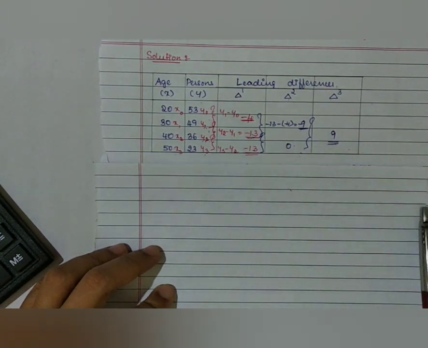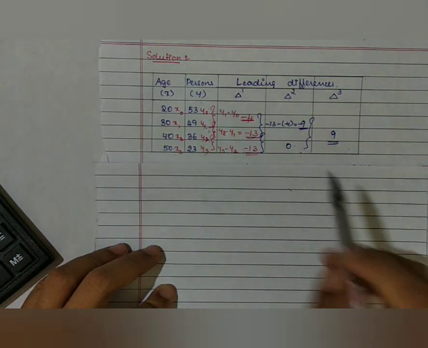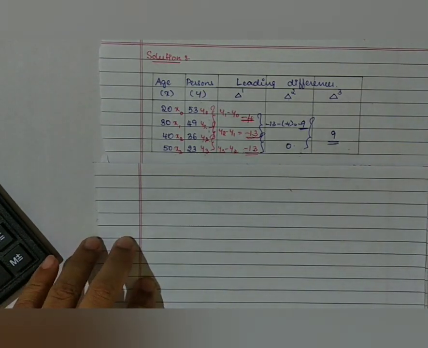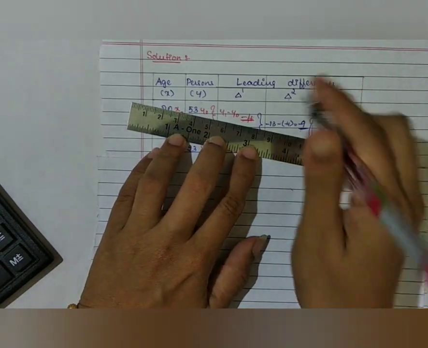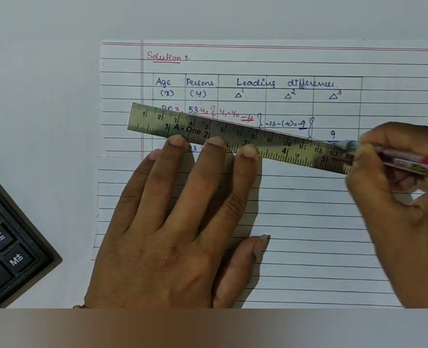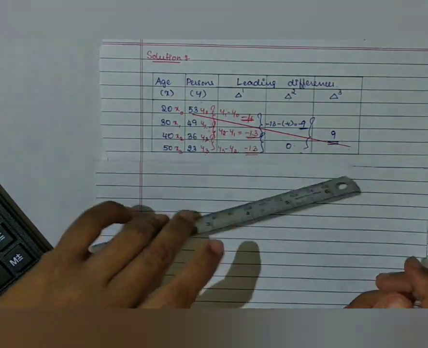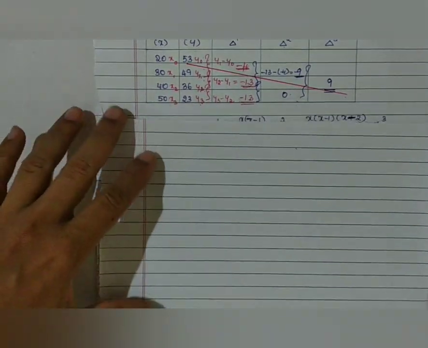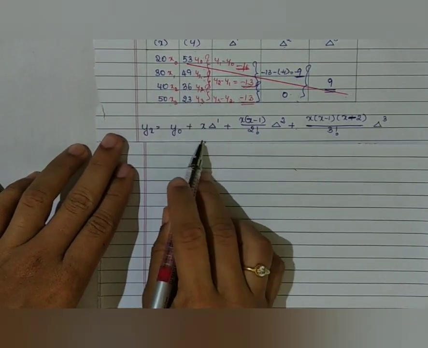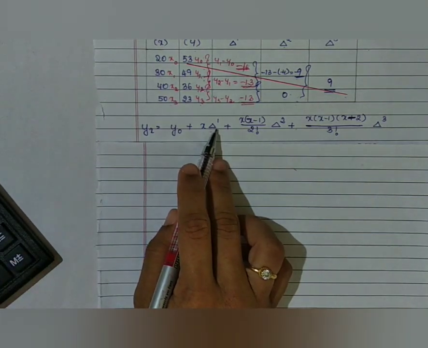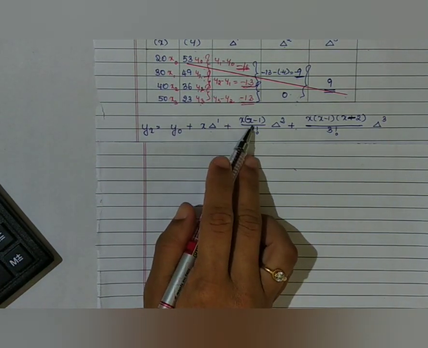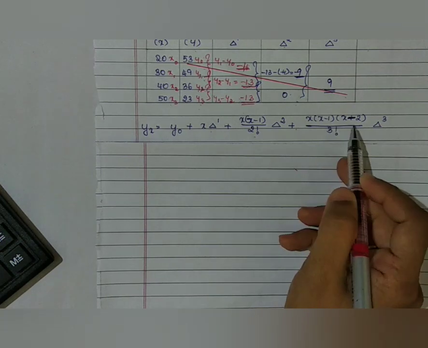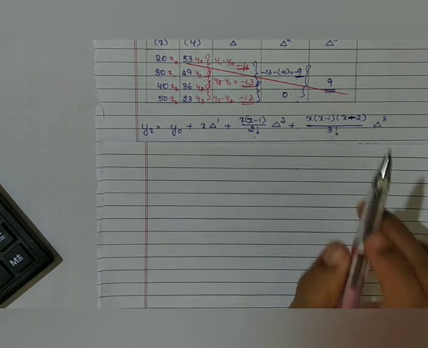Okay. So once after this, we got the values of delta 1, delta 2, delta 3, isn't it? So you have to mark these now. Here what we require is these values. Let's apply these values in our formula now. So what is our formula? y0 plus x delta 1 plus x into x minus 1 divided by 2 factorial delta 2 plus x into x minus 1 into x minus 2 divided by 3 factorial delta 3.